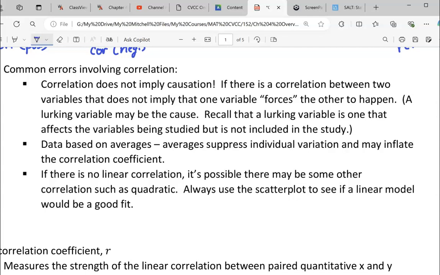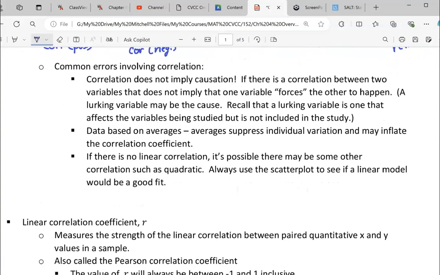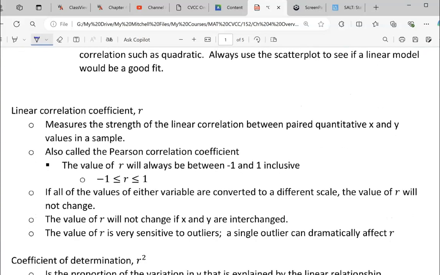Also, data based on averages. Remember, if we average things together, especially with mean, we suppress outliers. So that could affect our correlation coefficient. And remember, if there's no linear relationship, it's possible there could be some other relationship going on, such as a quadratic like we saw in one of the previous scatter plots. So it's always a good idea to draw a scatter plot first to see whether or not there's going to be a relationship between our variables, or a possible relationship.